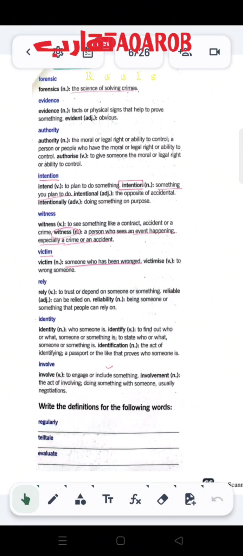So again, let's read them. Forensic, evidence, authority, intention, witness, victim, rely, identity, involve.